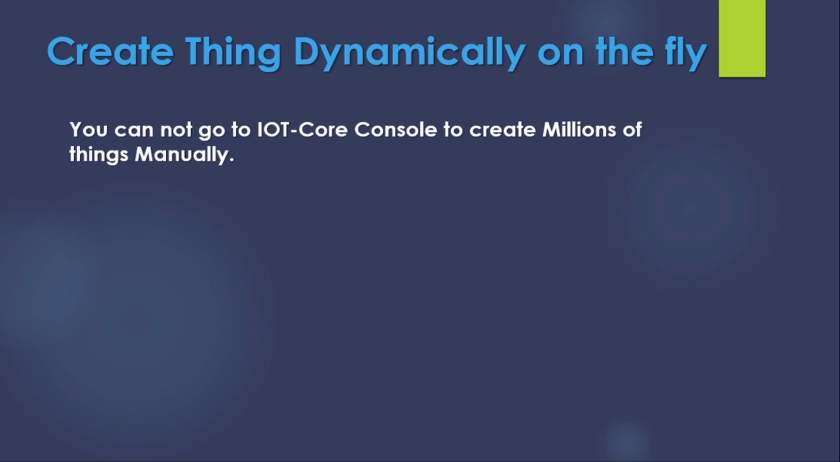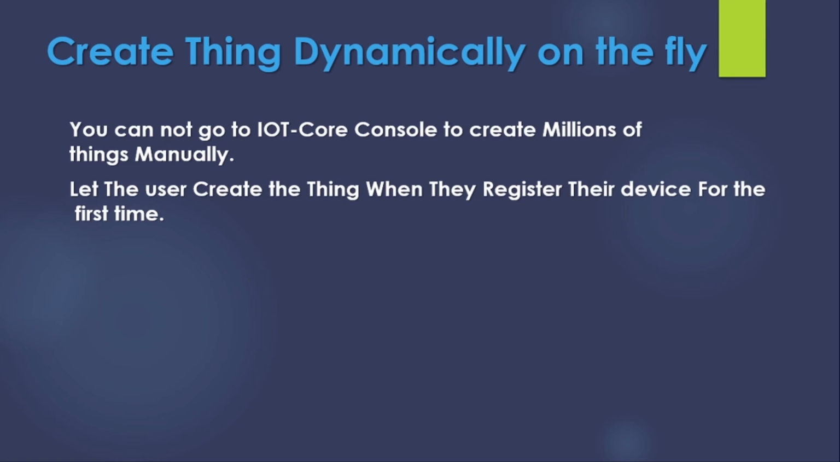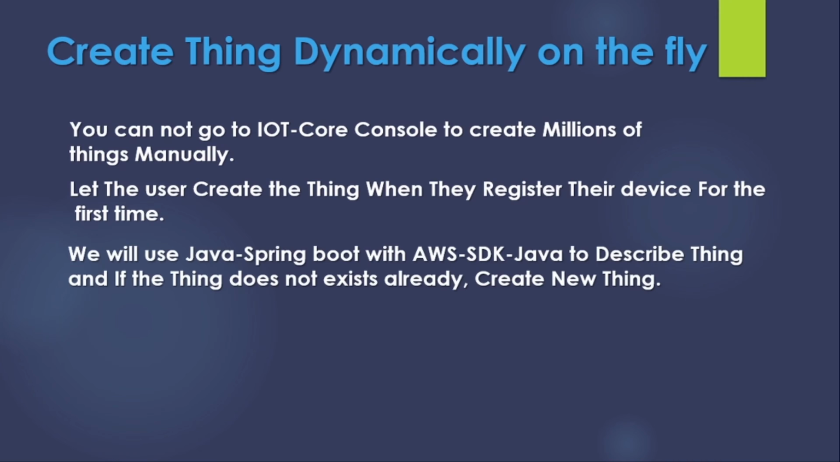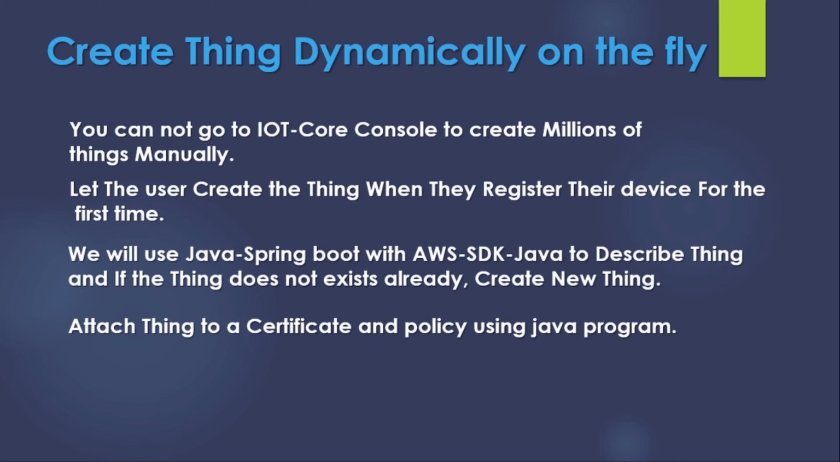So instead, your users will go and register their device on the IoT console when they log in for the first time. For that, you will have to expose a REST endpoint where you will be performing all those describe and create thing operations, right? So in this video, we are going to do that part only, where we will be using Java and Spring Boot to describe the thing and create the thing on the IoT console programmatically. We'll also be attaching the certificate and policy to this thing dynamically, right? So let's move on and we will cover this step by step.